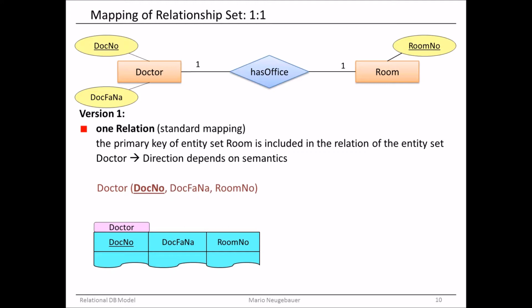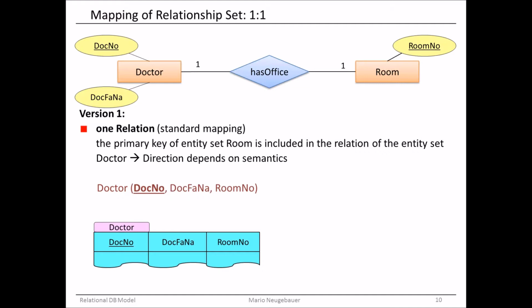And here you could ask, why do we add the room number to the doctor, and why don't we add the doctor number or the doctor family name to the room? This is because of the semantics. The semantics here means that the doctor is a more important entity set. Actually we want to save our doctors in our database, and the room is of course important as the office of the doctor, but saving the doctor with the attributes describing the doctor more precisely is more important than the room.